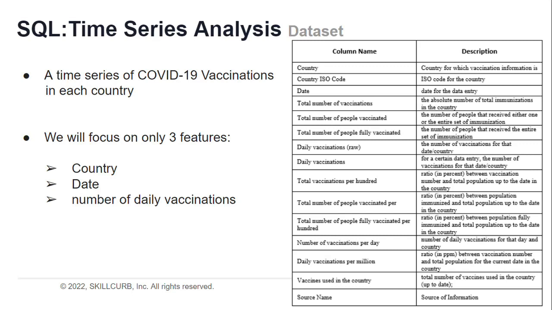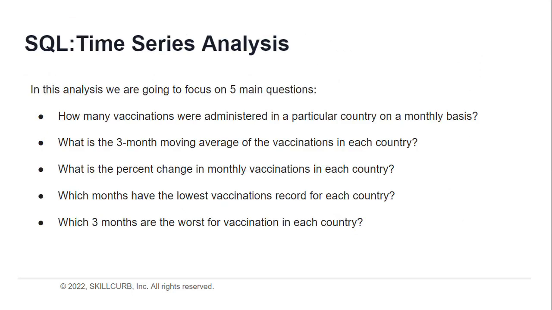This table contains a total of 16 columns, but for the sake of reducing the scope of the analysis, we will be limiting ourselves to only three features or columns of the table, which are country, date, and number of daily vaccinations. In this analysis, we are going to focus on five main questions.